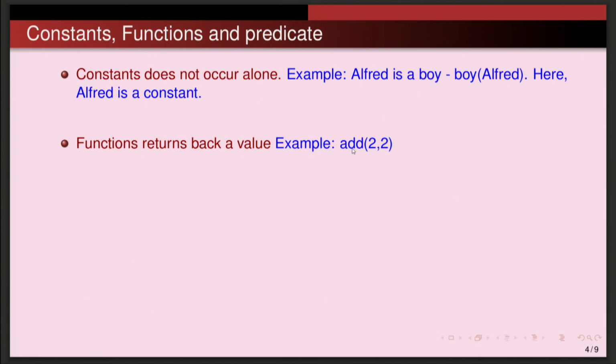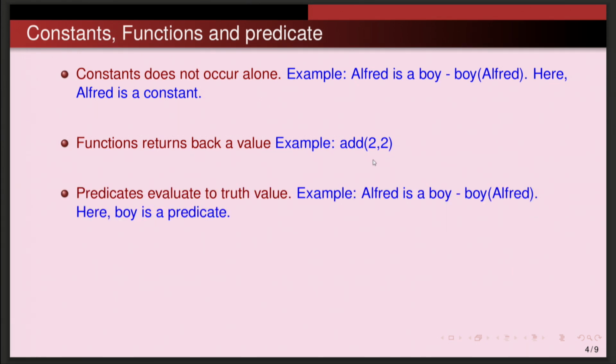For example, if we give add of (2, 2), it will return 4. The predicate will return the truth value. It will either give true or false, whereas a function gives the value itself. Suppose we say Alfred is a boy, the same example that we have taken, with Alfred as a constant and boy as a predicate. Boy of Alfred we can evaluate as true or false.